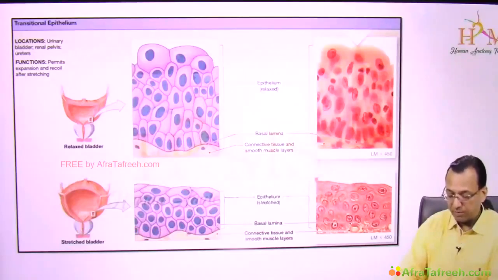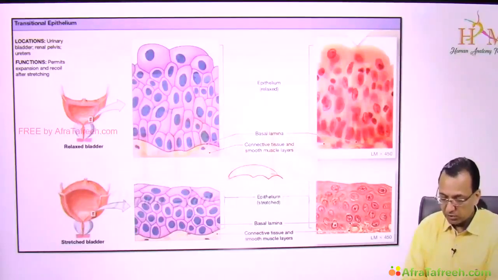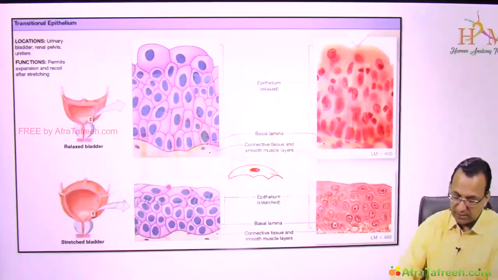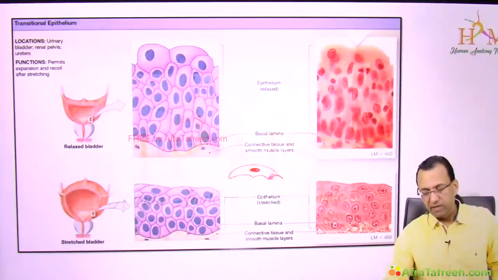They have a shape of umbrella. Like the shape of umbrella, they are appearing. So, you mean to say these cells towards the lumen are umbrella shaped cells? Yeah, very large cells towards the lumen and umbrella shape.